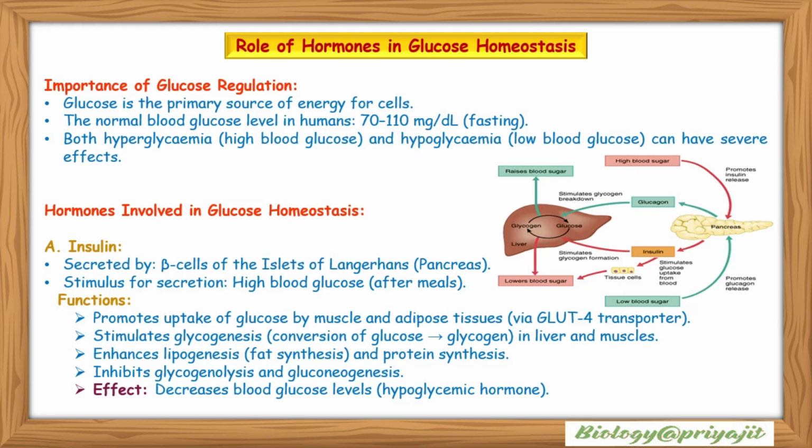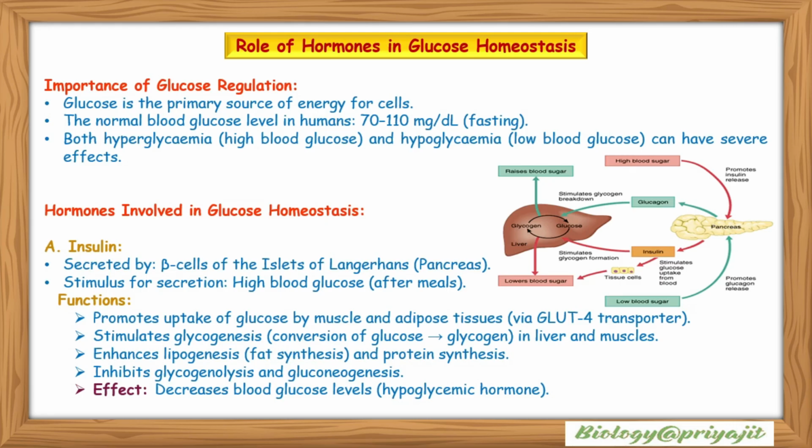Importance of glucose regulation. Glucose is the primary source of energy for all the cells. The normal blood glucose level in humans is 70 to 110 mg per deciliter during fasting condition. Both hyperglycemia, that is high blood glucose, and hypoglycemia, that is low blood glucose, can have severe effects.